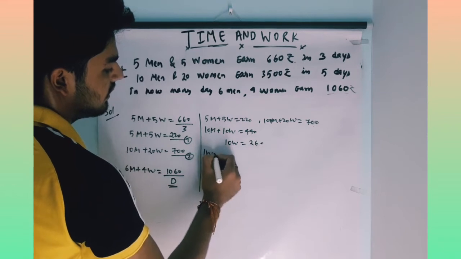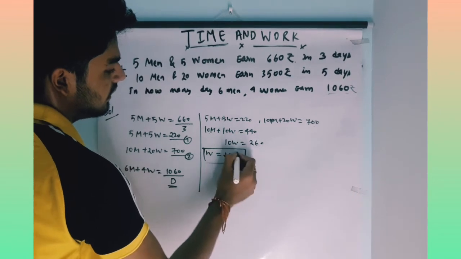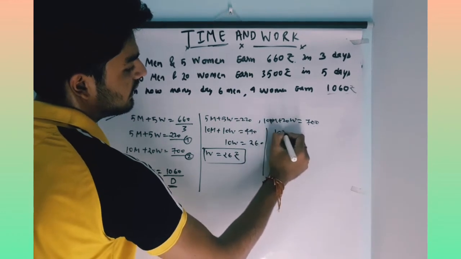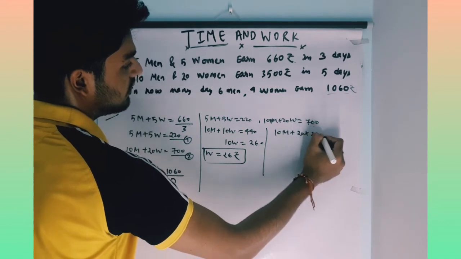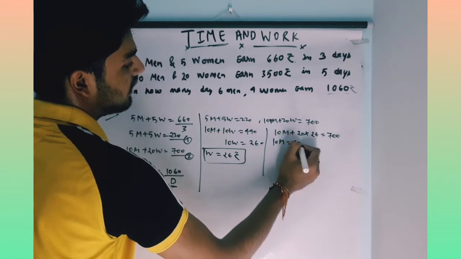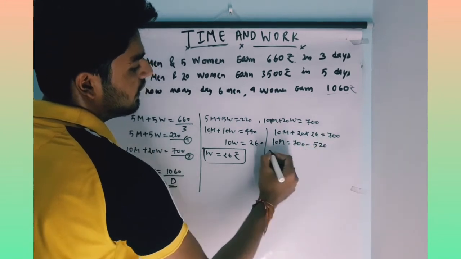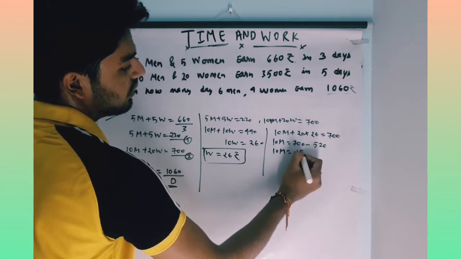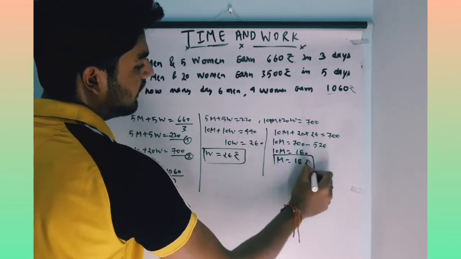So one woman gets 26 rupees per day as wages. Similarly, by putting W as 26 in this equation, we get 20 multiplied by 26, which is 520. So 10 men is equal to 700 minus 520, so 10 men is equal to 180. So one man gets 18 rupees per day as wages.